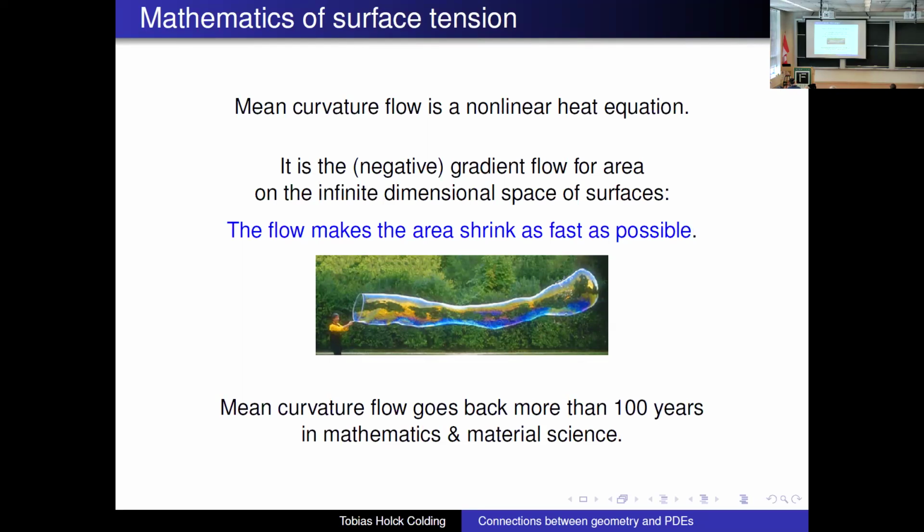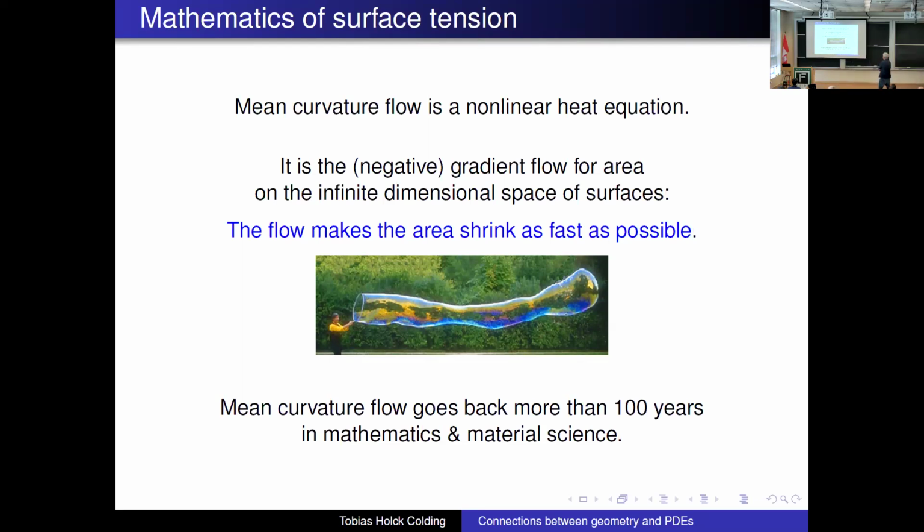And so one way of thinking about, well, first of all, the mean curvature flow equation is just like the minimal surface equation. It's a nonlinear equation. But unlike the minimal surface equation, which is an elliptic equation, mean curvature flow is a nonlinear heat equation. It's based on the heat equation.